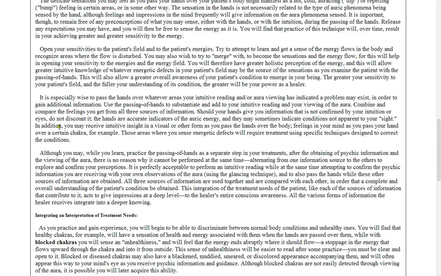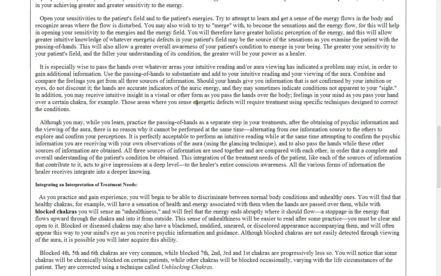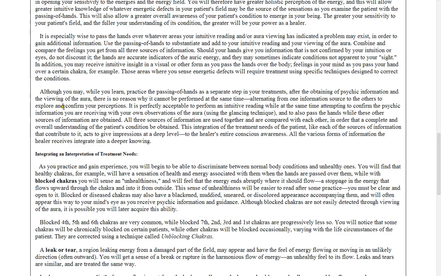In addition, you may receive intuitive insight in a visual or other form as you pass the hands over the body. Feelings in your mind as you pass your hand over a certain chakra, for example. Those areas where you sense energetic defects will require treatment using specific techniques designed to correct that condition.